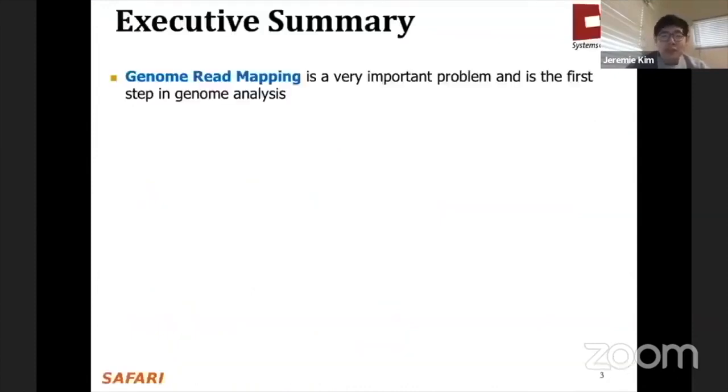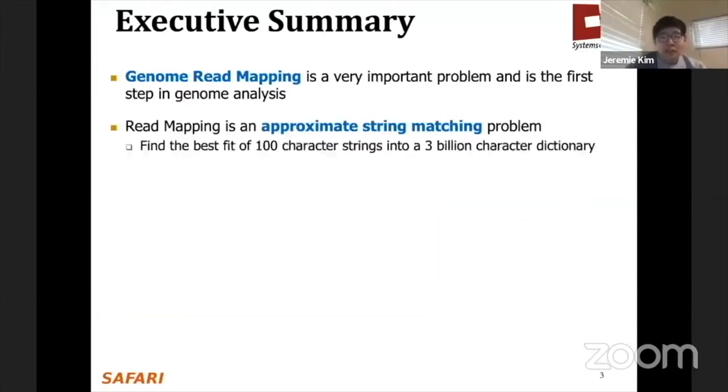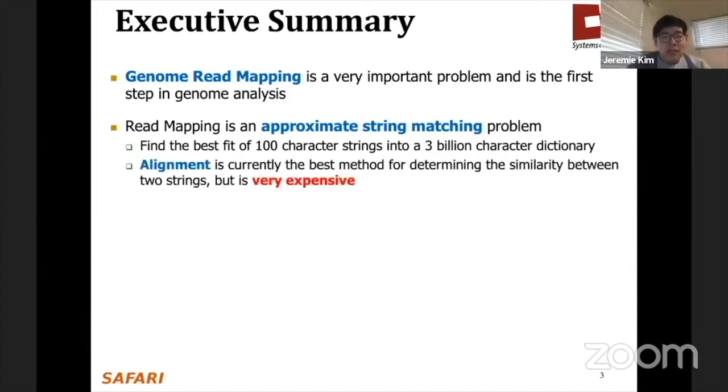Genome read mapping is a very important problem and is the first step in genome analysis. Read mapping is an approximate string matching problem. We are trying to find the best fit of 100 character strings into a 3 billion character dictionary, and that 3 billion character dictionary is the human genome. Alignment is currently the best method for determining the similarity between two strings, but it's very expensive as it relies on an n-squared dynamic programming algorithm.